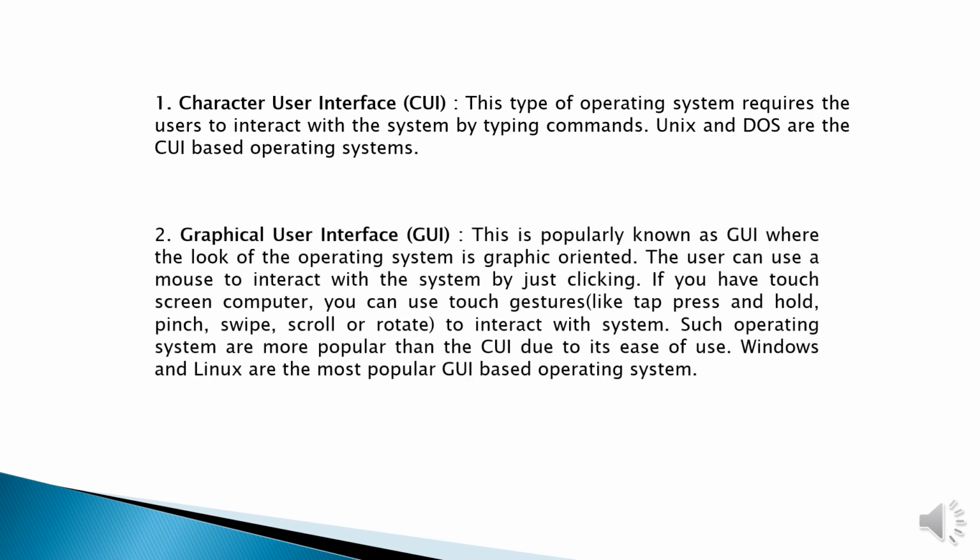Now GUI. What is GUI? This is popularly known as GUI, where the look of the operating system is graphic oriented. The user can use the mouse to interact with the system by just clicking. If you have a touch screen computer, you can use touch gestures like tap, press and hold, pinch, swipe, scroll or rotate to interact with the system. Such operating systems are more popular than CUI due to their ease of use. Without graphics, you cannot use this operating system. Windows and Linux are the most popular GUI based operating systems.